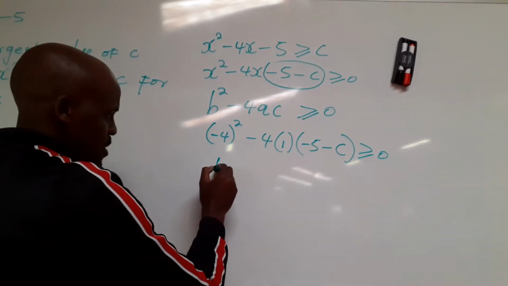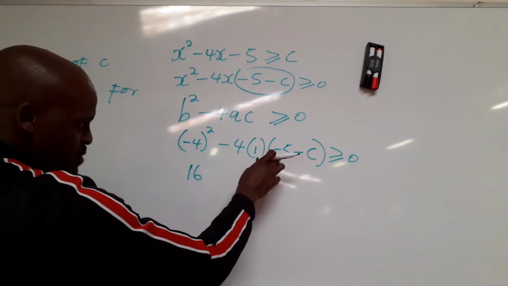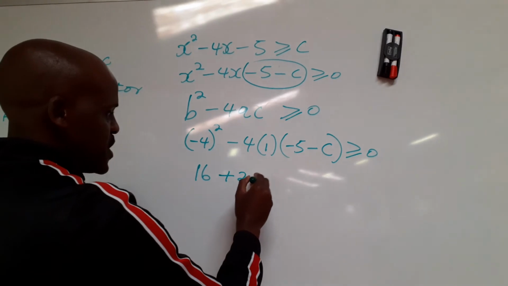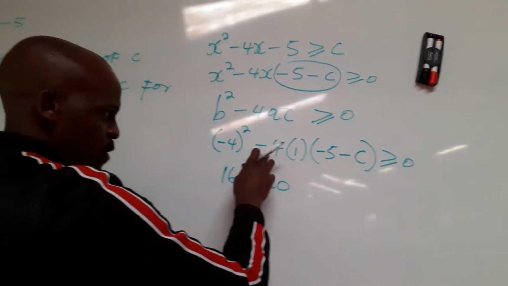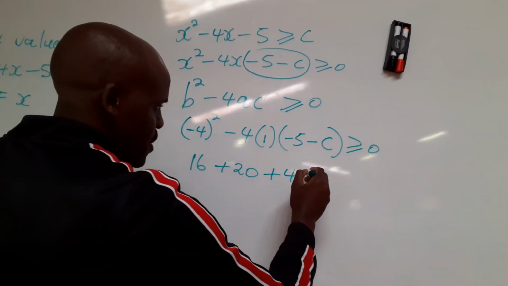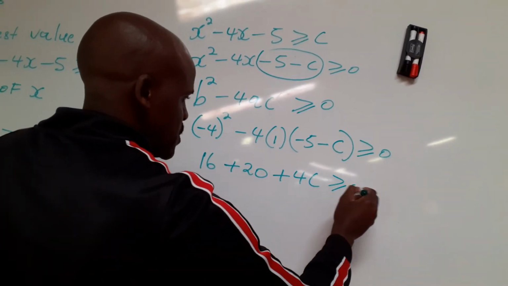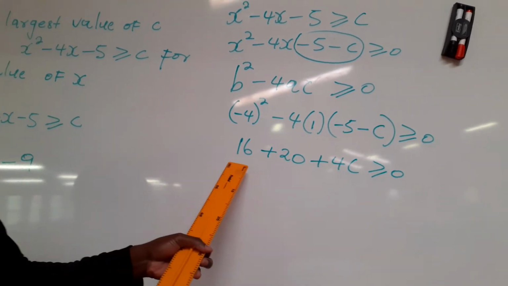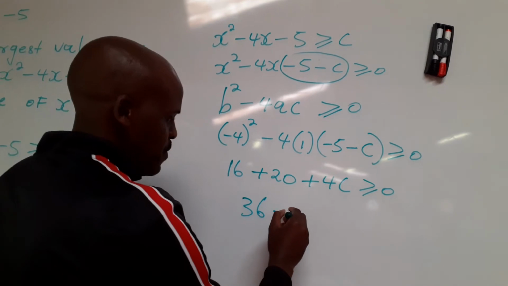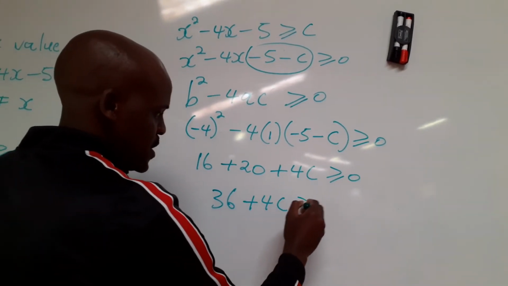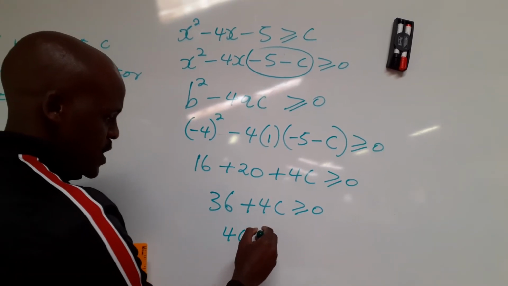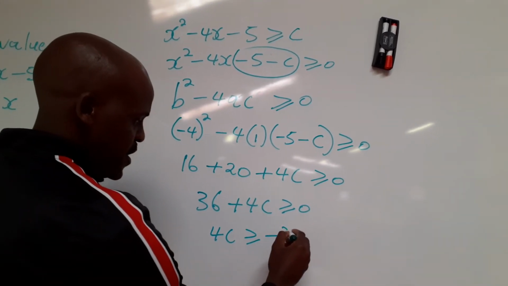This will be 16, negative times negative, it's positive. 4 times 5, it's 20. Negative 4 times negative c, that would be plus 4c, for c greater or equal to 0. And then we add here 16 plus 20. That is 36 plus 4c greater or equal to 0. Let's transpose. It's 4c greater or equal to negative 36.